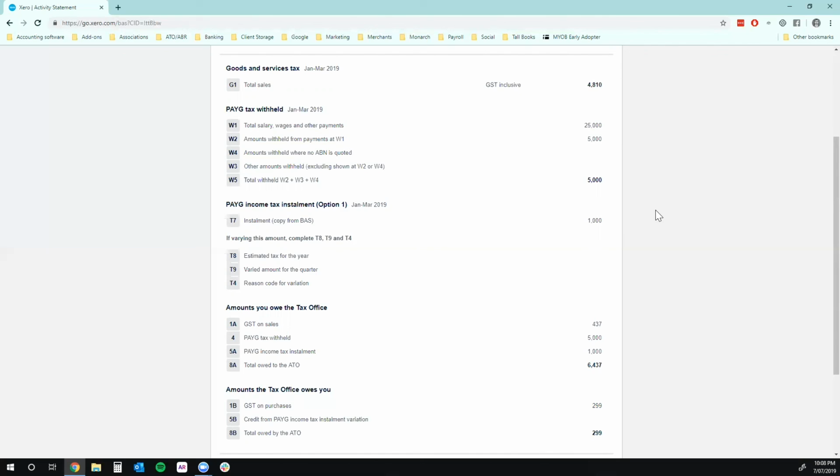The last thing they'll get you to enter in is your installment amount, which is T7, which they will normally automatically populate for you. If you've got the income times rate option, you simply enter in your total sales for the period and it will work out based on a rate that they've given you what you need to pay for that installment. And there you go. That's an overview of how you can lodge your BAS through Xero.